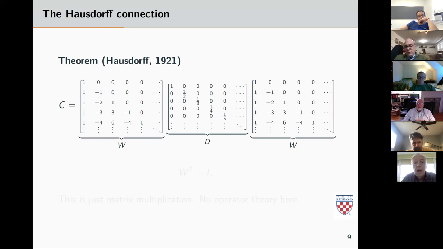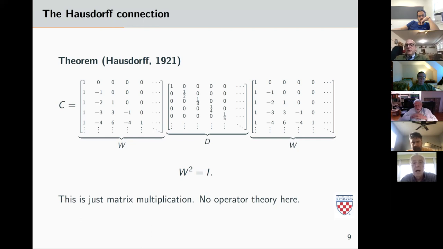So Hausdorff showed this, and what's interesting is that the square of W is equal to the identity operator. And I just want to emphasize here, there's no operator theory involved in any of this. It's just matrix multiplication. Now you can almost see how to compute a square root of the Cesaro matrix. Notice if I take the square roots of everything down the main diagonal and then square this, the interior W's are going to go away. The square of a diagonal matrix is just the squares of the entries. So yes, I can get a square root of the Cesaro matrix using this Hausdorff factorization.